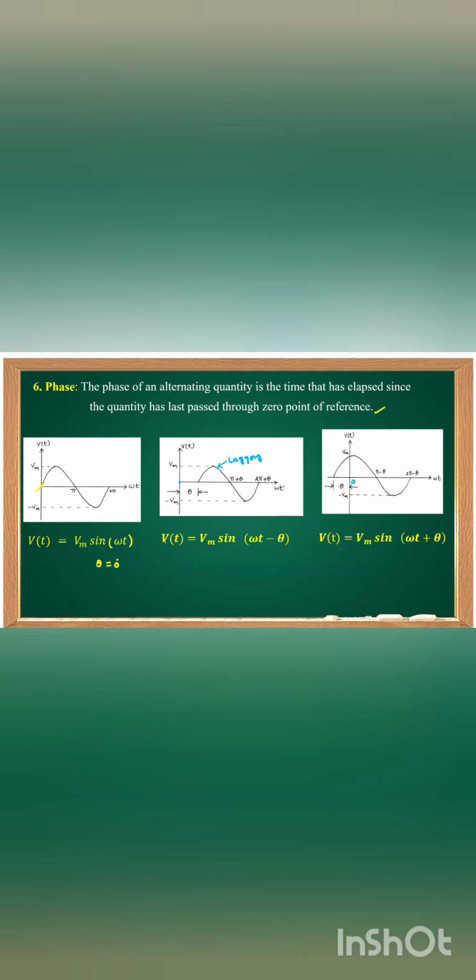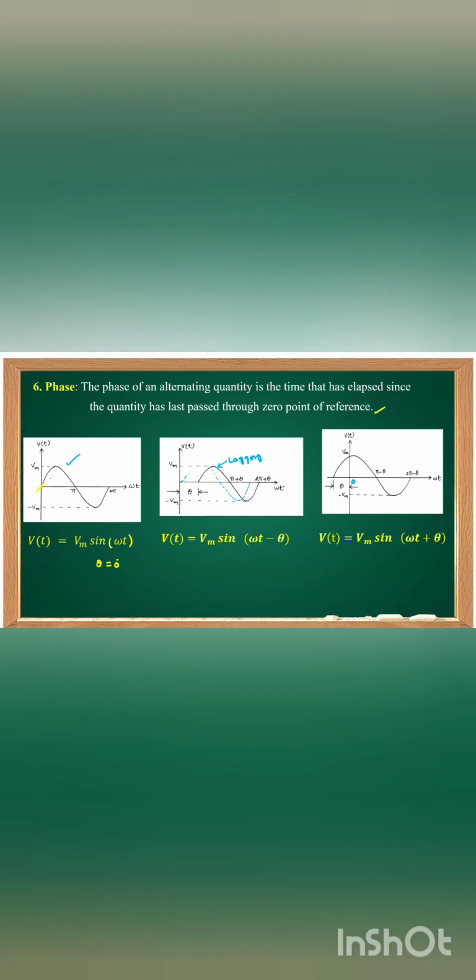Actually, lagging and leading, we can tell by comparing with other waveforms. Now I'm comparing, this is the reference. With respect to this waveform, this waveform is lagging. How much angle is it lagging? Theta. This is theta, because the reference is the sine. Take this as the reference.